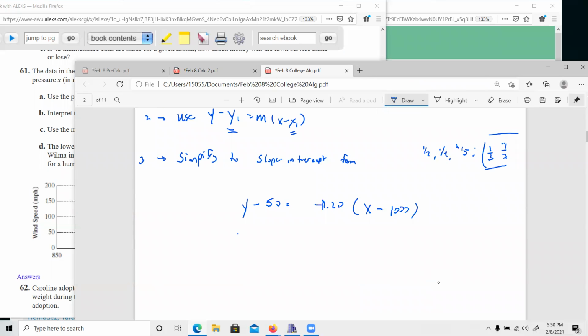So what do we have here? We have y minus 50 is equal to negative 1.2x. All right, plus, okay, and then 1.2 times 1,000.